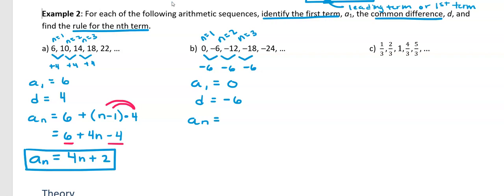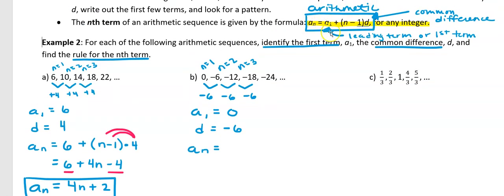Remember, you start with your leading term or your first term, which we've identified as 0, plus the quantity n minus 1 times the common difference. Remember, that's our d value from the formula, and our d value is negative 6.